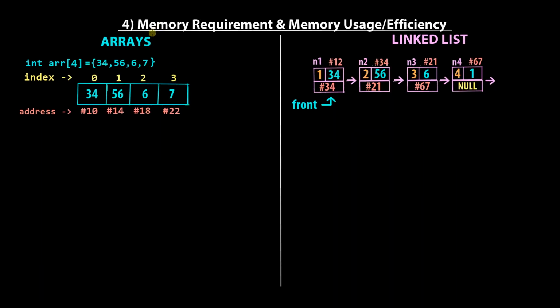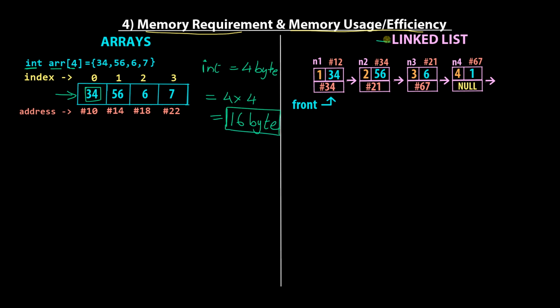Okay, so the next criteria is related to memory requirement and memory usage and efficiency. So these are two separate terms and separate things, but I've clubbed them together because they are both related to memory and we'll understand them better when we take them or club them together. So let's talk about arrays when it comes to memory requirement. So over here we've declared an int array of size 4, and considering int data type to take 4 bytes, we can easily say that 4 elements in this array will take a total of 4 into 4, which is equal to 16 bytes. So we are able to store 4 elements in 16 bytes.